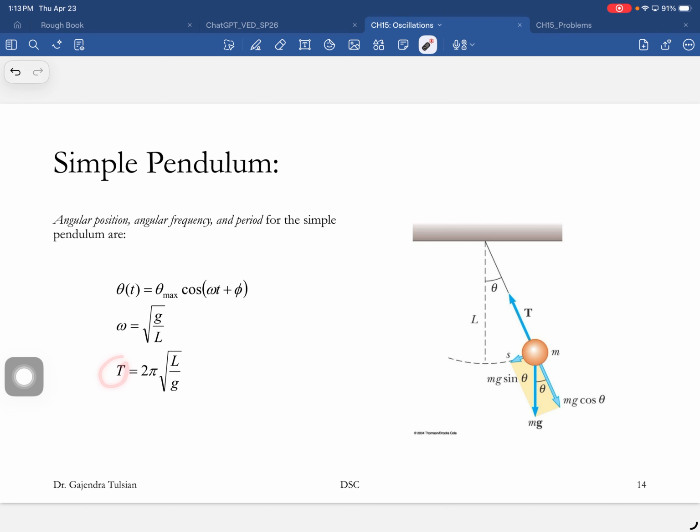Here's the period again, independent of the amplitude. The period only depends on the length and g. So here's a famous thing. You can make a simple pendulum, make the L such that the period is 2 seconds. So every time it does half an oscillation, that's 1 second, and you can build a clock.